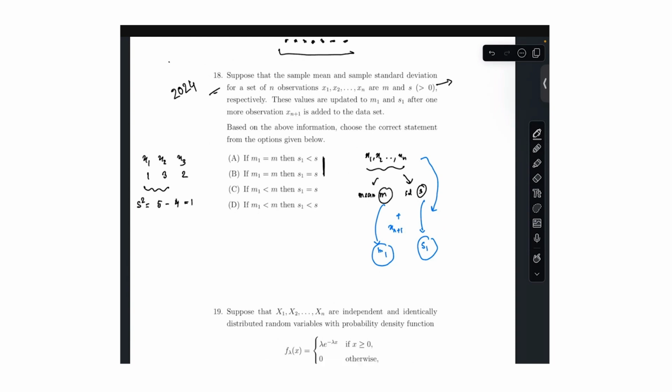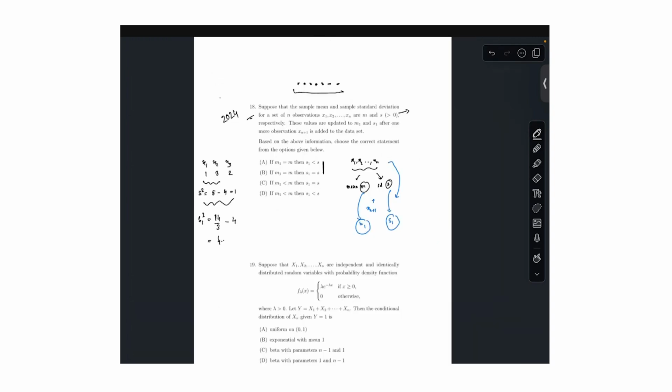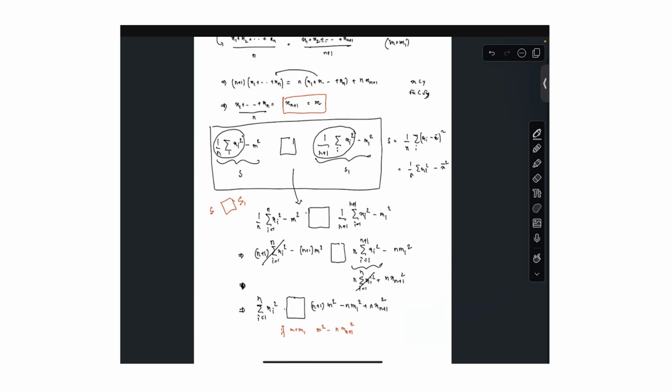So 1 square plus 3 square by 2 is 5, minus the mean square 4. So it's 1. And now if you want to do s1 square, it's nothing but, again, 1 plus 9, 10, plus 4, 14, by 3, minus the mean square, right? That is 4. So it turns out to be 4 point something, which is less than. Okay, this is interesting. I think I have made some calculation mistake somewhere, and we have to figure it out.